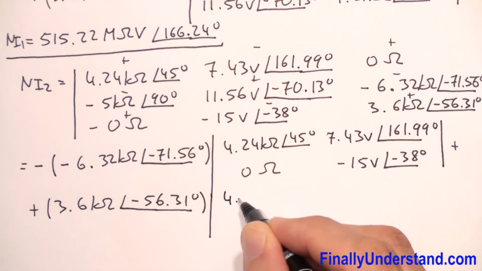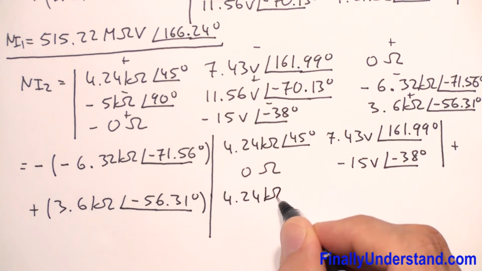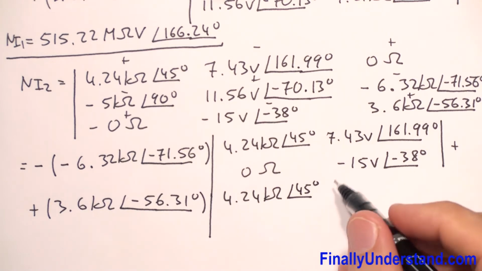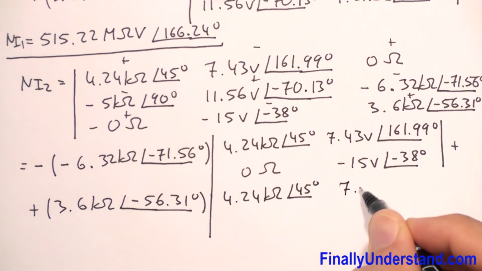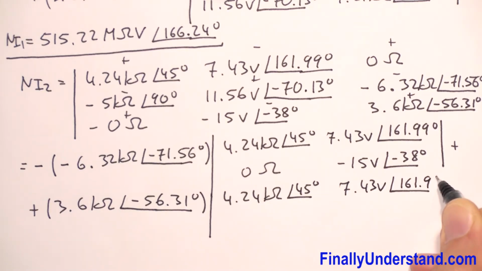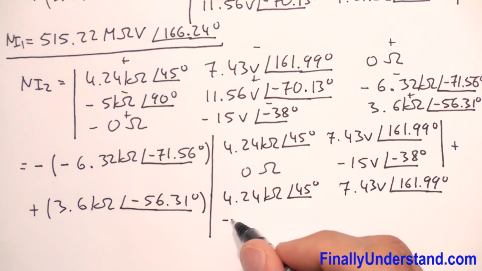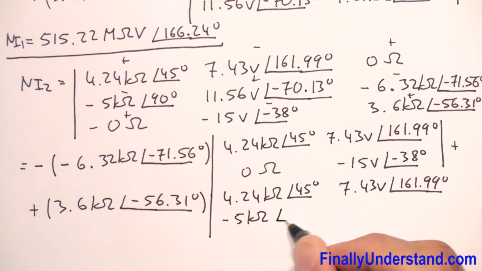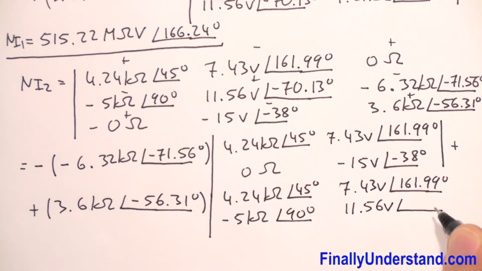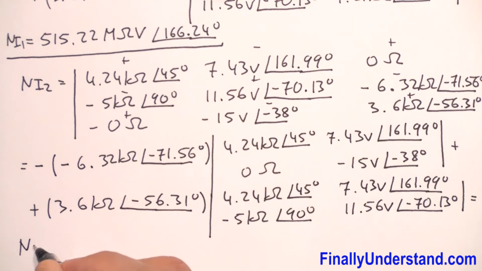I have 4.24 kilo ohms and angle of 45 degrees, and I have 7.43 volts and angle of 161.99 degrees, and I have minus 5 kilo ohms and angle of 90 degrees, and I have 11.56 volts and angle of negative 70.13 degrees. Okay, so this is equal. So let me write this down, Ni2.